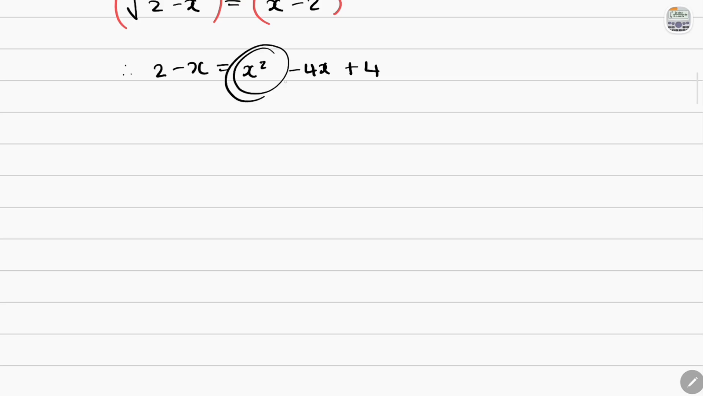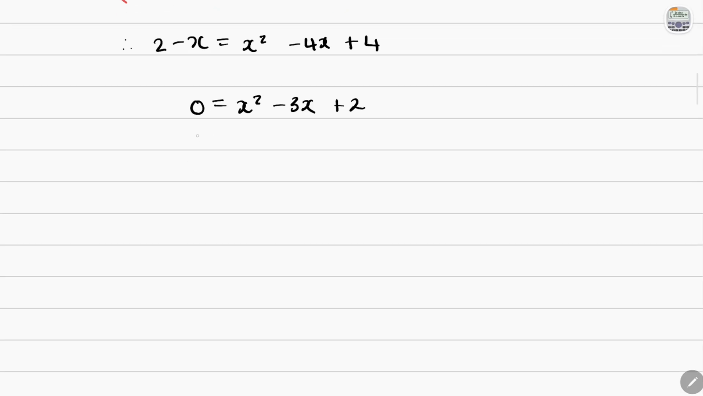Okay, you can see that the x squared is positive on the right-hand side, so take everything else over to the right-hand side. So we have 0 equals x squared, and if you have negative 4x and that comes over to become a plus x, we'll be left with negative 3x, and positive 4, and we have positive 2 comes over to become negative 2. That gives you positive 2. And now we can factorize.